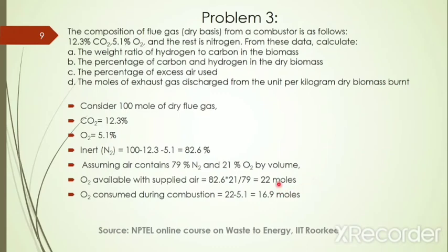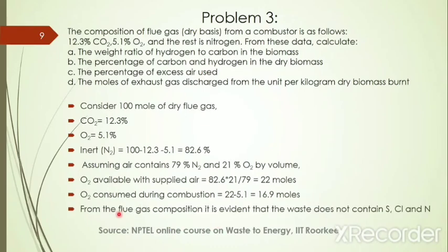And in this oxygen, how much oxygen is consumed during combustion? Because 5.1 oxygen remained in the flue gas, the remaining will be consumed. So that will be 22 minus 5.1, 16.9. So this much mole of oxygen is consumed in combustion. So remember, we have supplied 22 moles of oxygen, and in that 5.1 is present in the exhaust. That means it is not consumed by any of the reactants. So the mole of oxygen consumed will be 22 minus 5.1, 16.9.